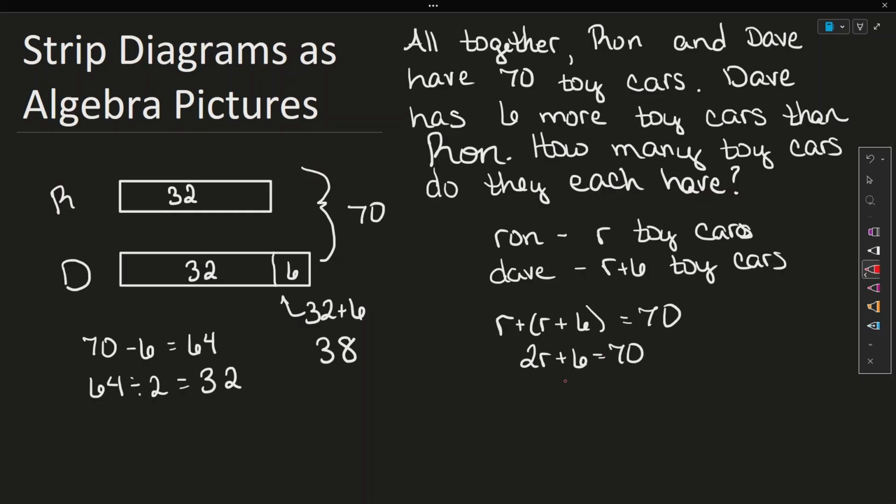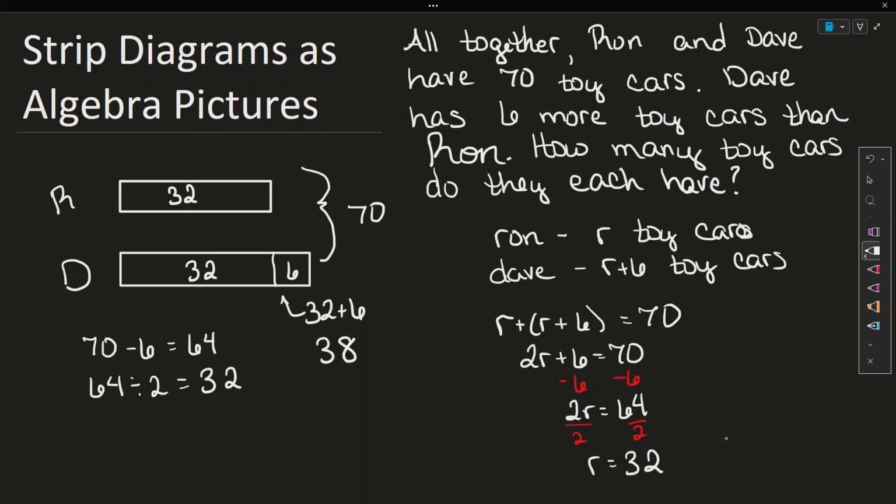I could then subtract 6 from both sides. We would get 2R is equal to 64. And then we divide both sides by 2 to get our answer of R equal to 32. Again, Ron has 32 and Dave has 38.